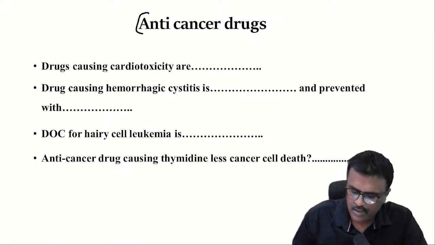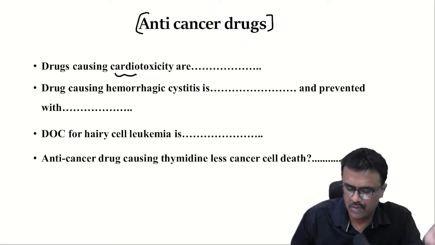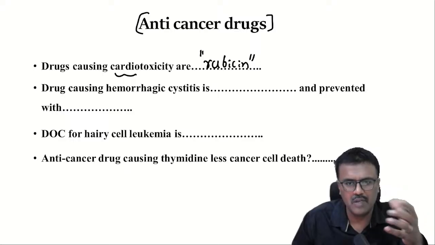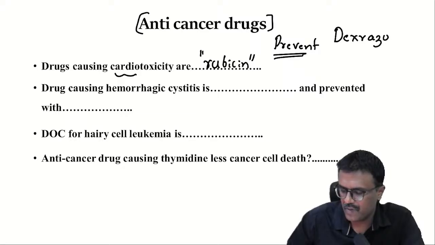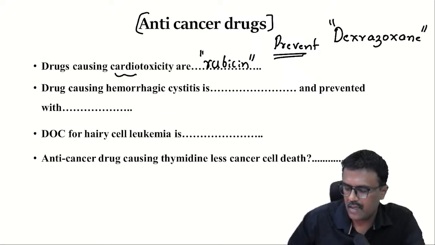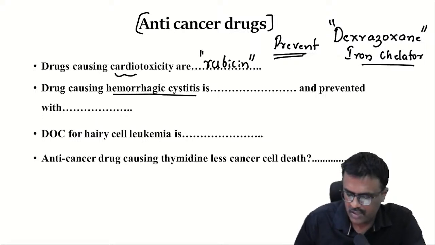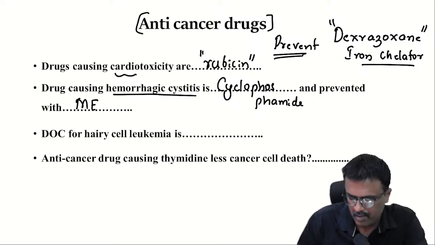Now coming to anti-cancer drug and common adverse effect, which anti-cancer drug can cause cardiotoxicity? They are anthracyclines. How do they end? They end with rubicin. Tell me one, rubicins are daunorubicin, doxorubicin, idarubicin. So can I prevent the cardiotoxicity? Yes, you can prevent the cardiotoxicity with a drug called dexrazoxane. It's an iron chelator. What is a drug which causes hemorrhagic cystitis? The name is called cyclophosphamide. And that can be prevented by giving mesna.